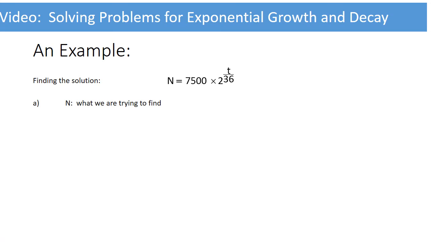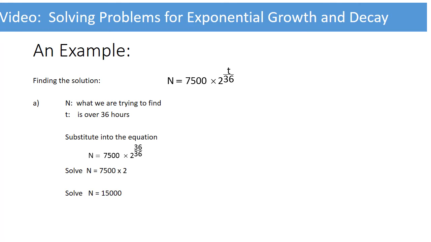Now, N is what we are trying to find, and t we have given in the question. For part A, it's over 36 hours. Substitute into the equation. N equals 7,500 times 2 to the exponent 36 divided by 36. Well, we know that 36 divided by 36 is 1, so N would be 7,500 times 2, which gives us the final answer, 15,000. There are 15,000 bacteria present after 36 hours.